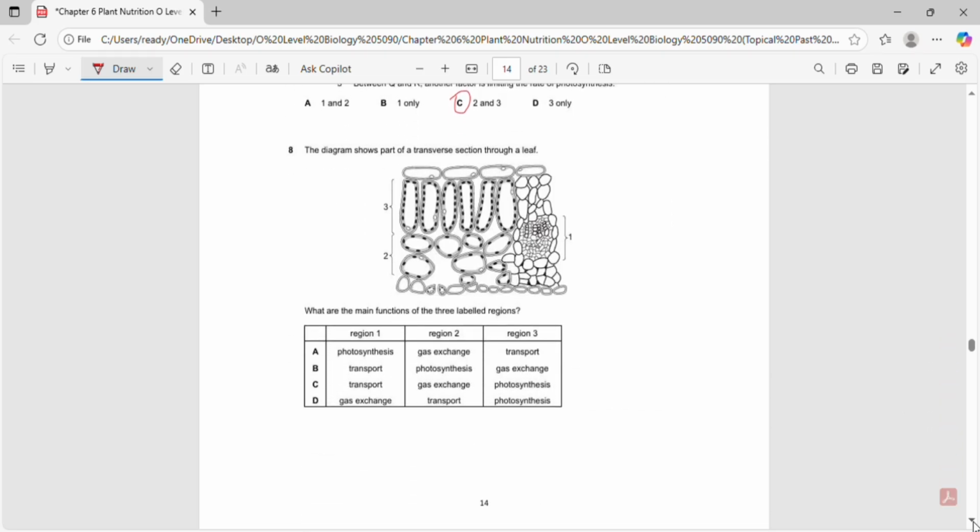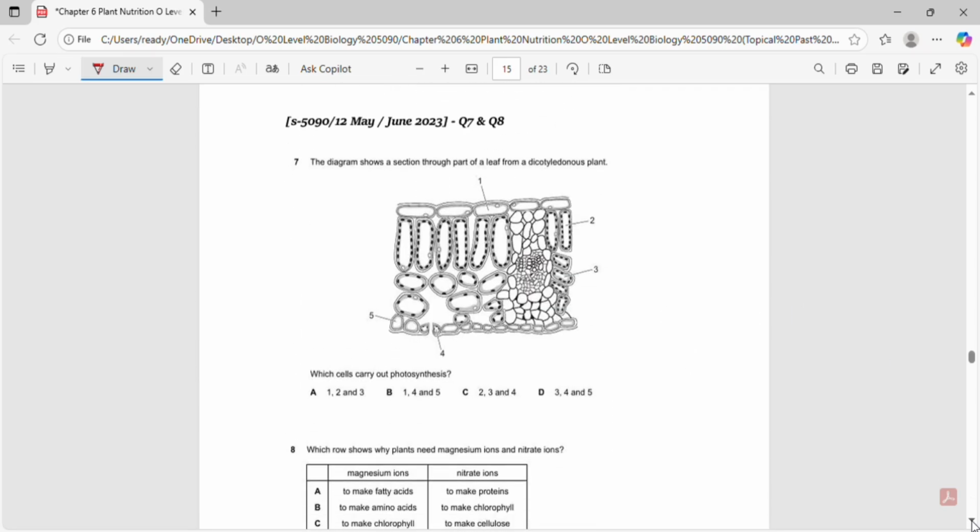Next question. You are shown a diagram of a cross-section of a leaf, and 3 parts are labeled 1, 2, and 3. The question asks, what is the main function of each of these labeled regions? Now these are very easy to identify. Region 1 is the vascular bundle, which is responsible for transport. Region 2 is the spongy mesophyll, which contains air spaces and helps in gaseous exchange. Region 3 is the palisade layer, which is the main site for photosynthesis. So based on these functions, the correct answer here is again option C.